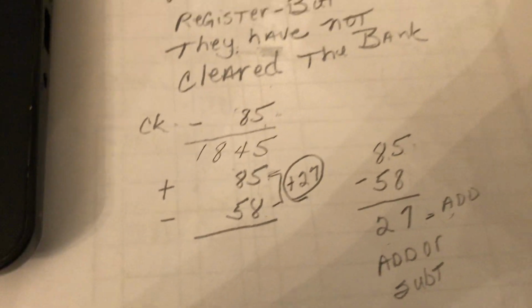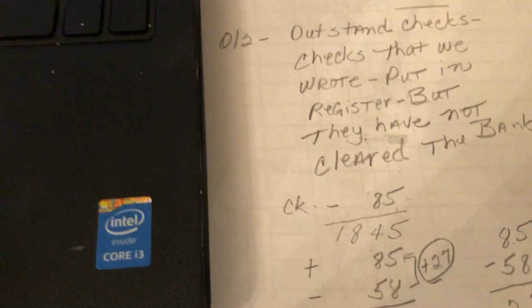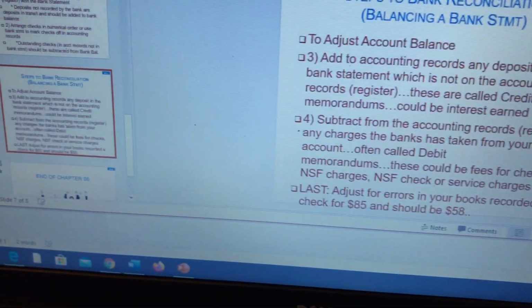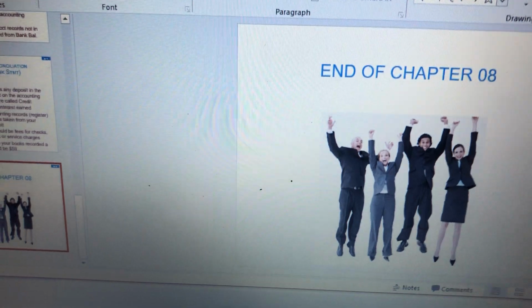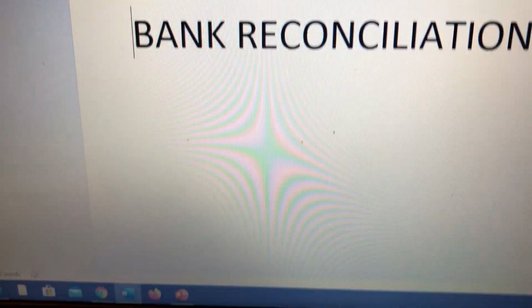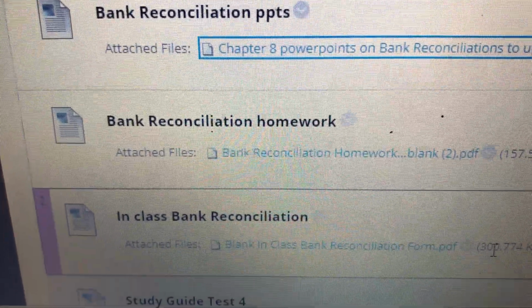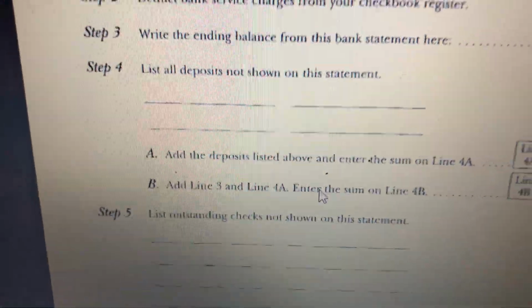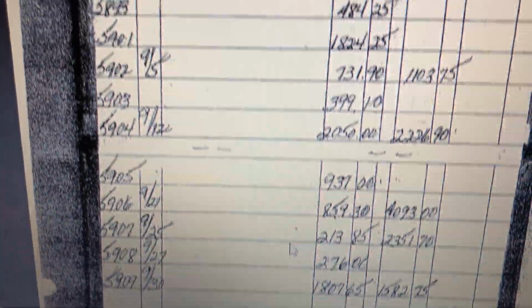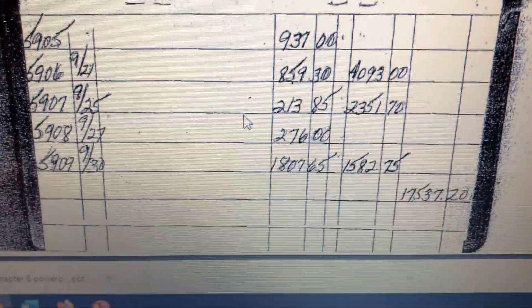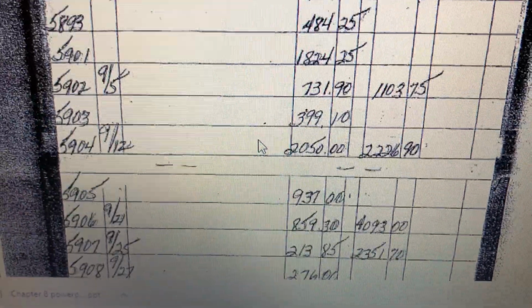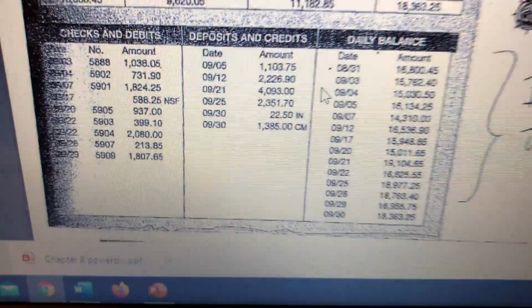So you do have an error. I can't remember how much it is in your homework, but beware of that and see how you do. I'll post the answers. Here's your homework problem. In class is the one I just did, and then you have a homework problem here. So pull that one up and either print it out or write it out. Do it like I just did, and you will have an error. I can't remember exactly how much that was, but look for an error and see if you can figure out how to fix that.